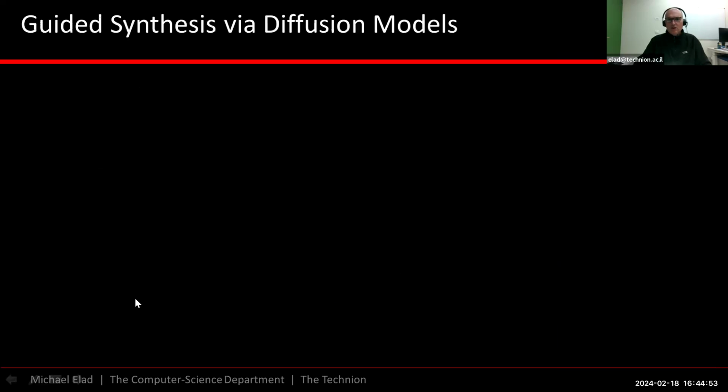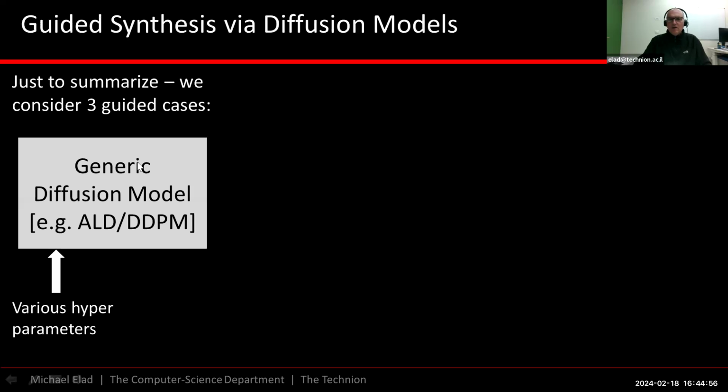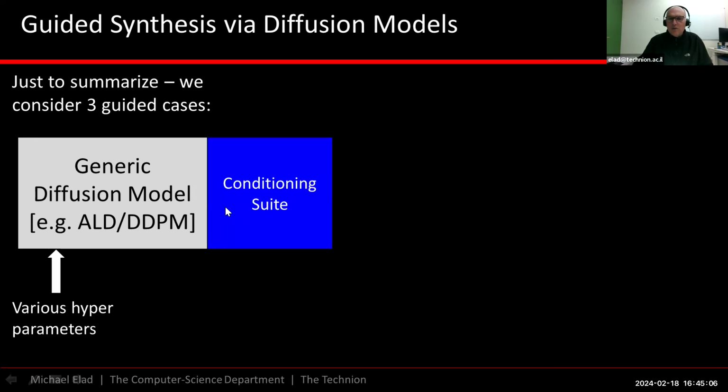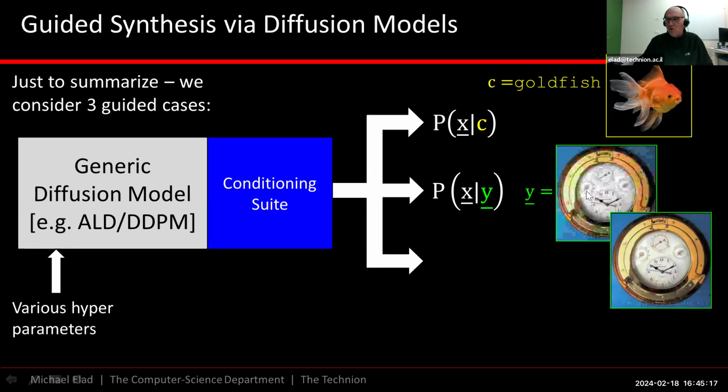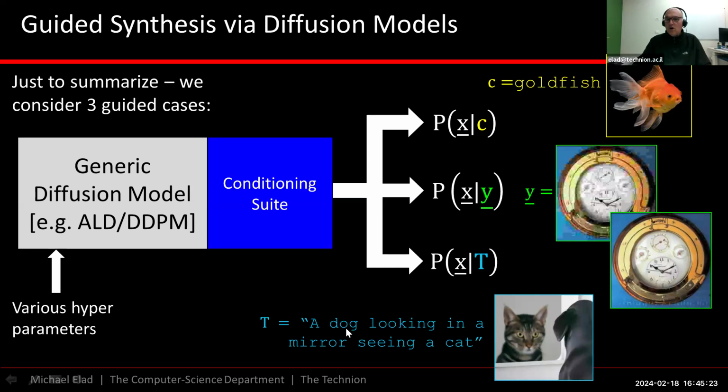Okay, so just to summarize, we start with a generic diffusion model. It could be DDPM, ALD, whatever. It has all sorts of hyperparameters. It can generate images out of P of X. Now we want to augment this algorithm somehow with a conditioning suite, such that it is able to condition the synthesis on class or on measurements. You get poor measurements and you want to create a sample. Or you get a prompt, a dog looking in a mirror, seeing a cat. And the question is how to do that. What are the tools we have in order to make it happen?